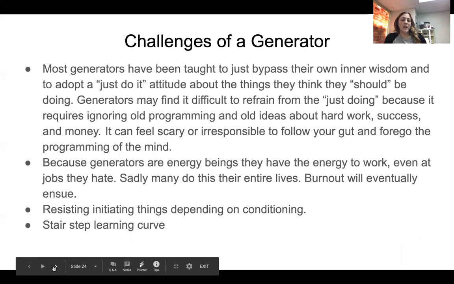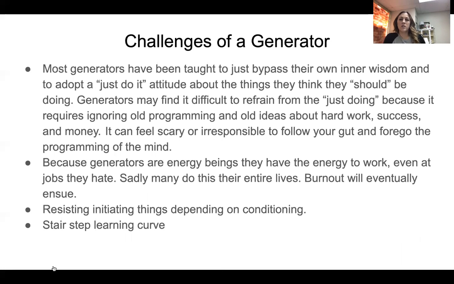So, challenges of a generator. Most generators have been taught to bypass their own inner wisdom and to adopt a just-do-it attitude. People say, just make a decision, just do it, put your nose to the grind and work. So they suppress that sacral response and learn to make yes or no decisions from the head. Generators may find it difficult to refrain from the just doing because it requires ignoring that old programming and old ideas about what hard work looks like, what success looks like, how to make money. It can feel scary or irresponsible to follow your gut and forego the programming of the mind or the conditioning of people outside of you.